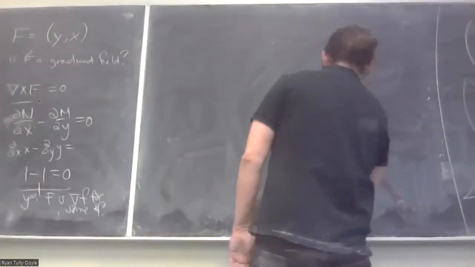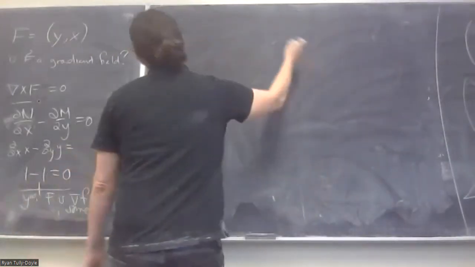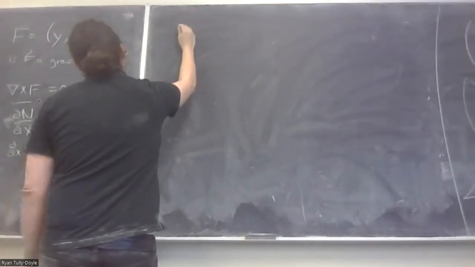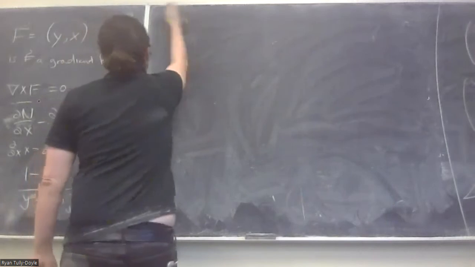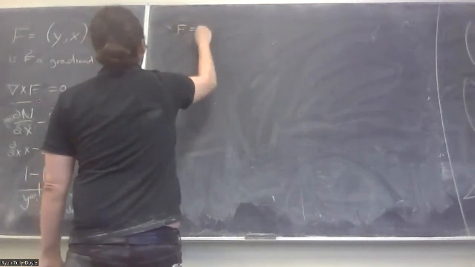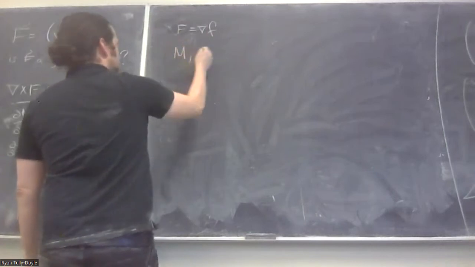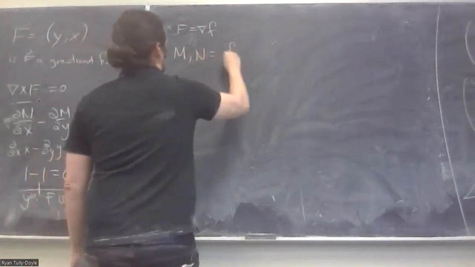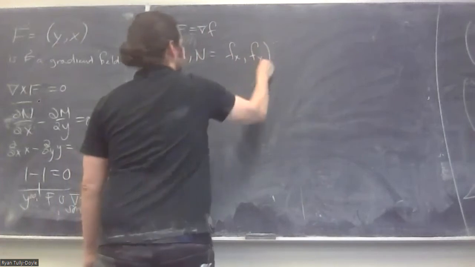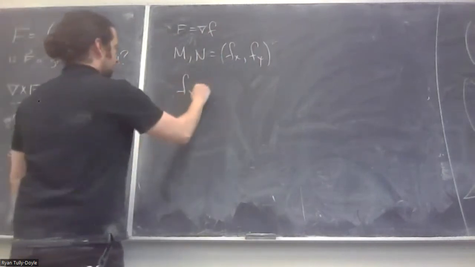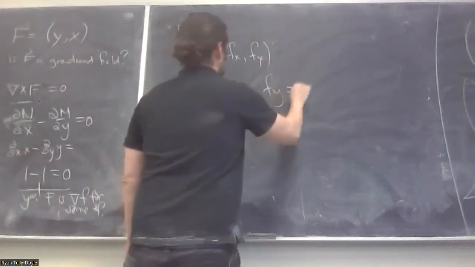All right. What do you do? You say, okay, well, if F is equal to the gradient of some function little f, then that means that m, n must be equal to fx, fy. So it means to take the gradient of a function, right? And that means that fx must be equal to m and fy must be equal to n.